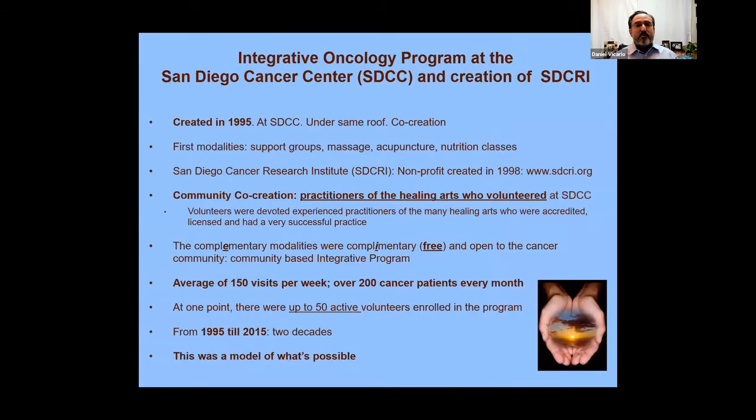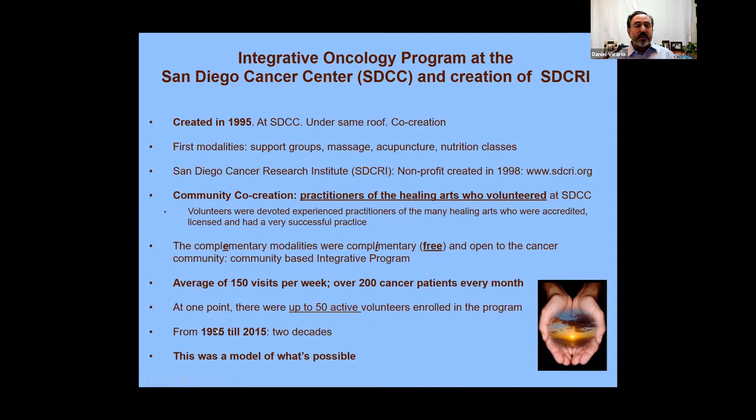So the integrated program we had at our cancer center was created in 1995. It was co-created by practitioners of all the different healing arts who volunteered. And we gave the free therapies. We had 150 visits per week, around 200 cancer patients per month, and up to 50 active volunteers enrolled at one time.